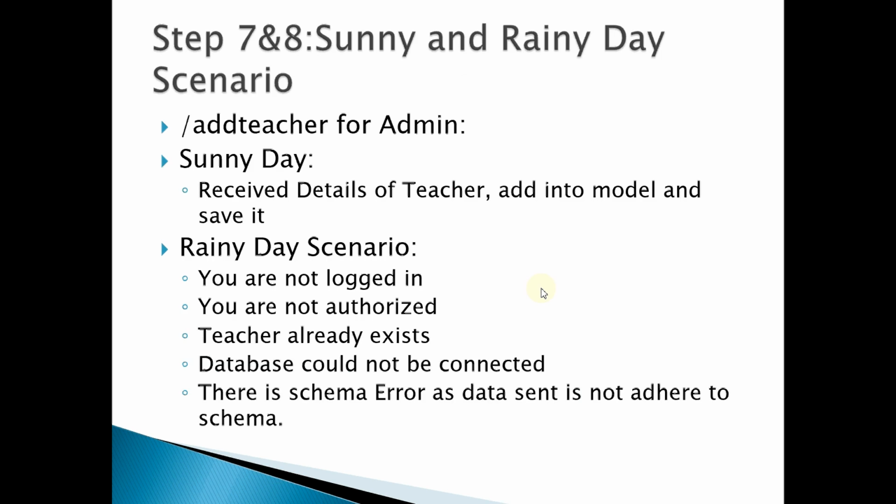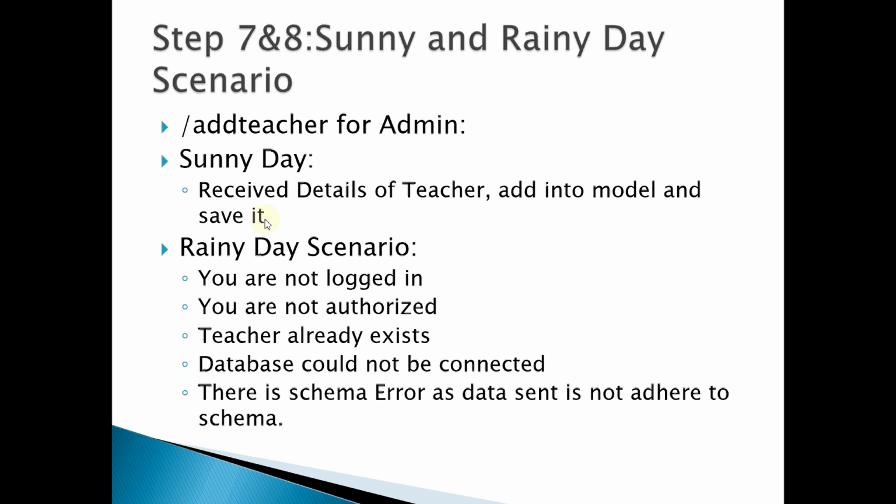Seventh and eighth points: sunny day scenarios and rainy day scenarios. I'm taking an example of slash add teacher by the admin. Now, the admin wants to add a new teacher into our system. For this, he will send some details of the teacher to the system. The system will receive the details of the teacher, add them into our mongoose model, and that model will be saved. This is our sunny day scenario, and we will respond with an OK message, 200.